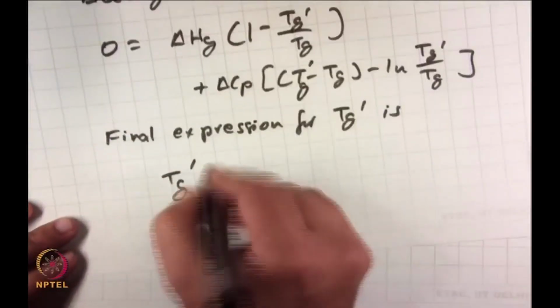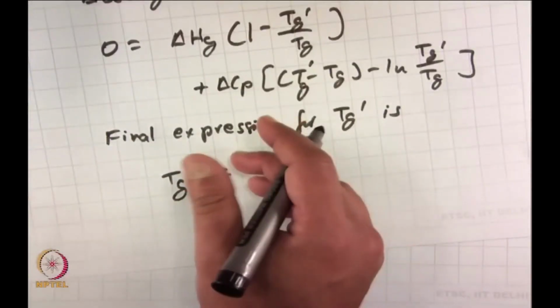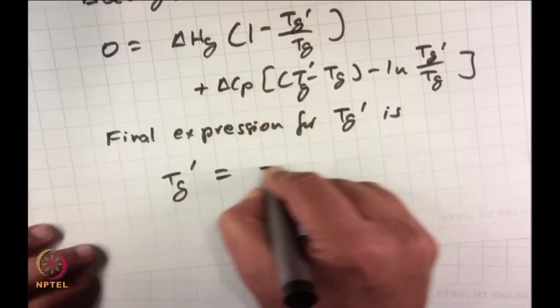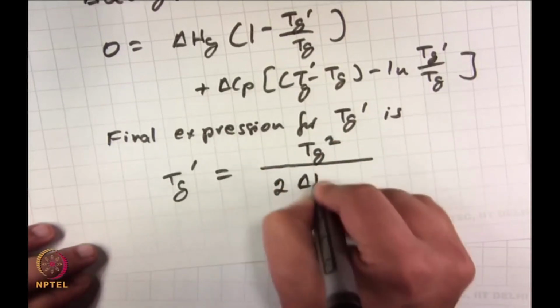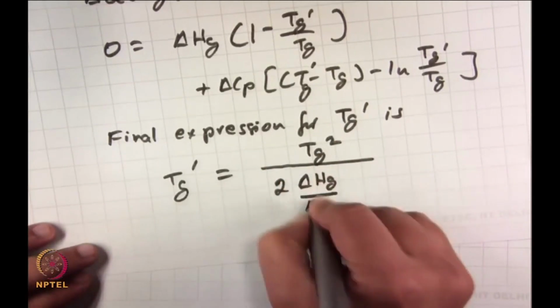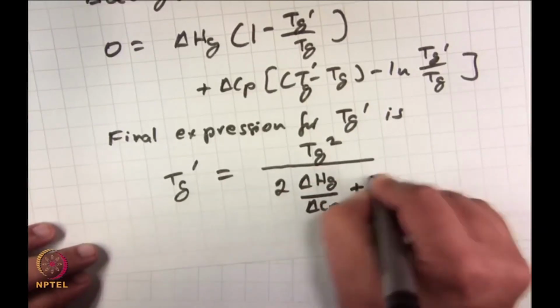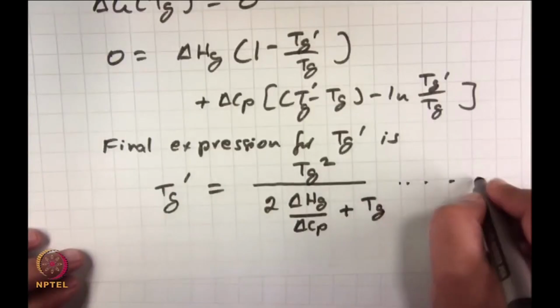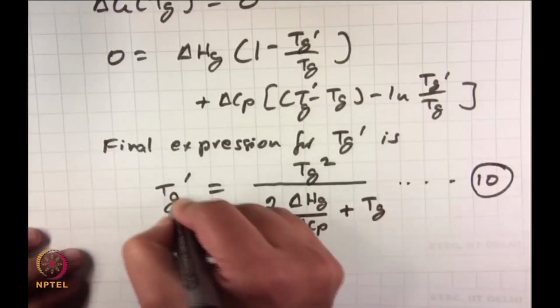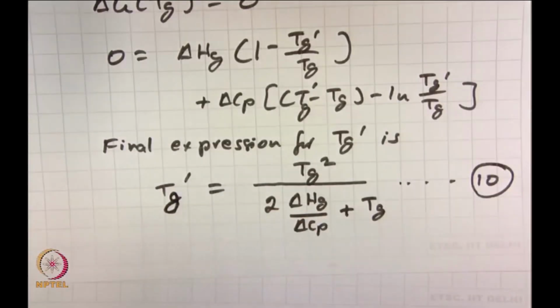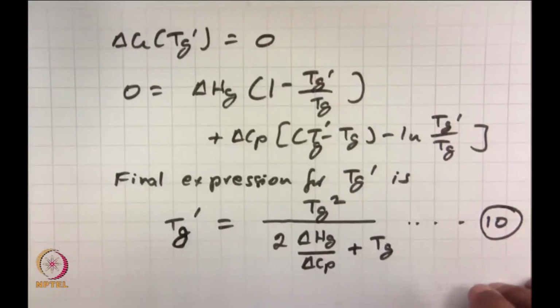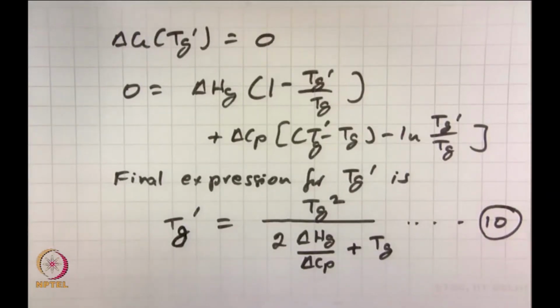T g prime is equal to T g squared by 2 delta H g over delta C p, plus T of g. Now, this is the final expression for T g prime. I will give you a hint how to do it. I will just give a small hint. You just have to go through the algebra, but first try to realize the inherent meaning of this equation.